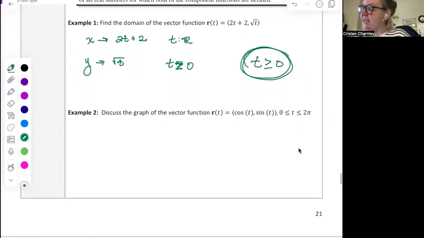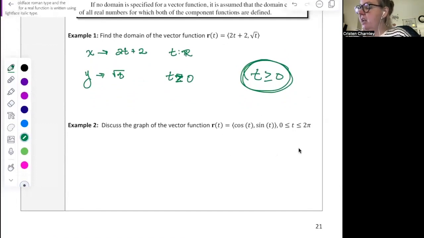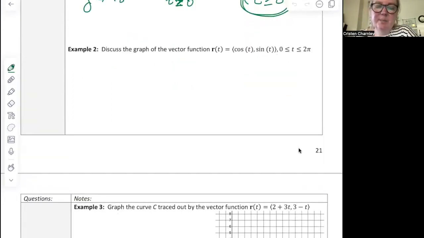Example 2, discuss the graph of the vector function cosine t, sine of t, for which t is between 0 and 2 pi. So this is kind of like a parametric equation, but we've thrown in a little bit of trig functions. So let's look at example 2. Discuss the graph of the vector function r of t equals cosine t, sine t, where t is between 0 and 2 pi. So the domain has been given to us, that 0 to 2 pi. This looks a whole lot like a parametric equation, but we have some trig functions thrown in there.